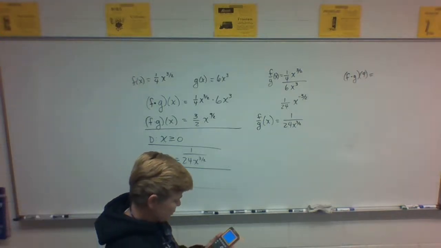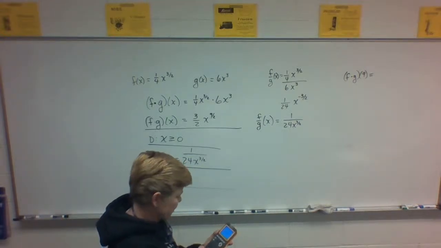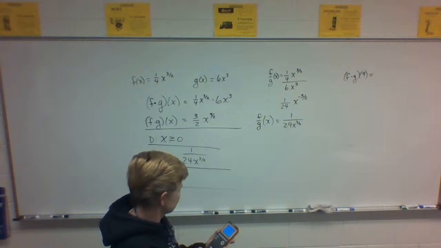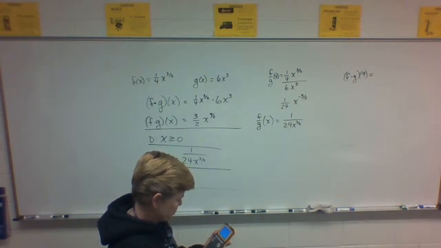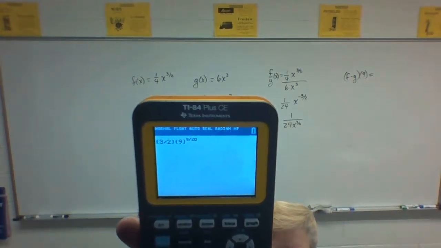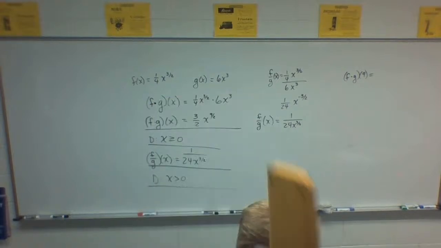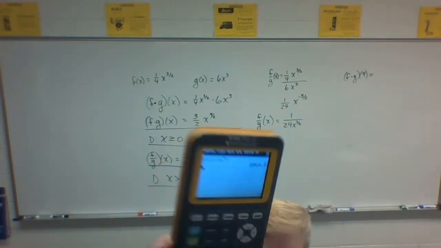If I put it all in at once, it would be parenthesis 3 divided by 2, close it. And then parenthesis 9, close it, raised to the 9/2. Like this, those of you that are viewing it. Okay, and then I hit enter and I get a rather large number, 29,524.5.